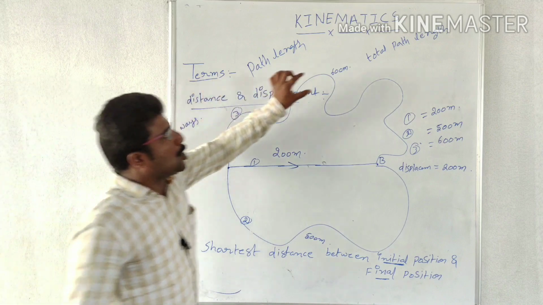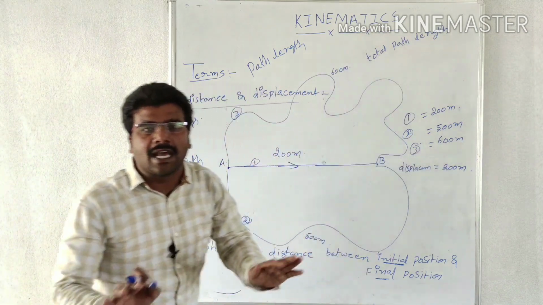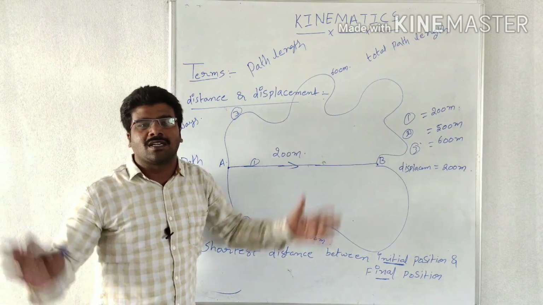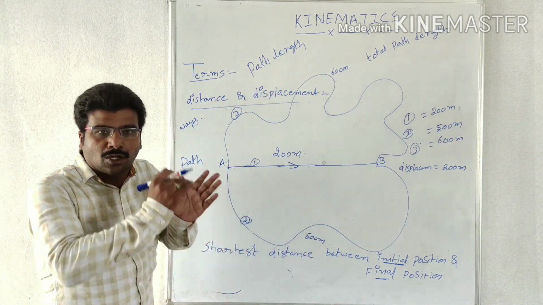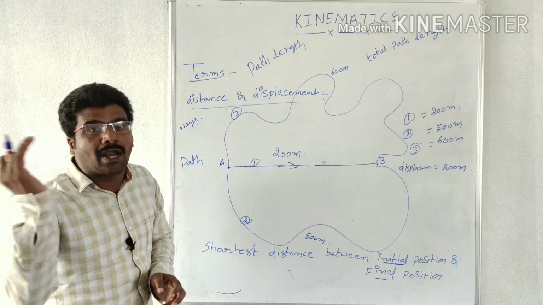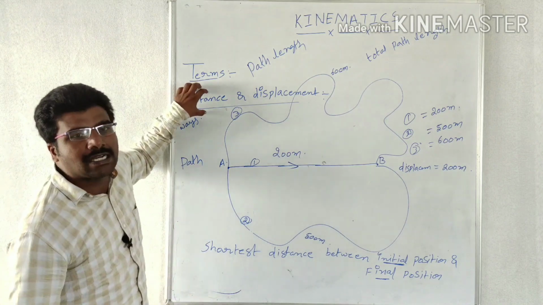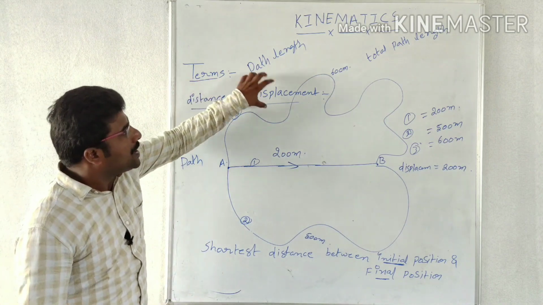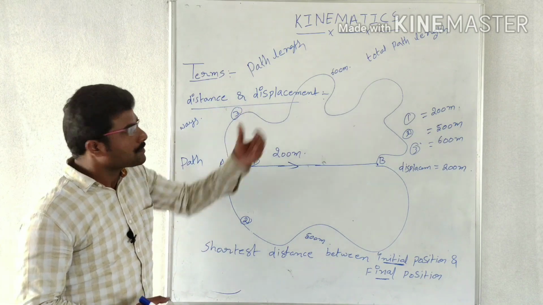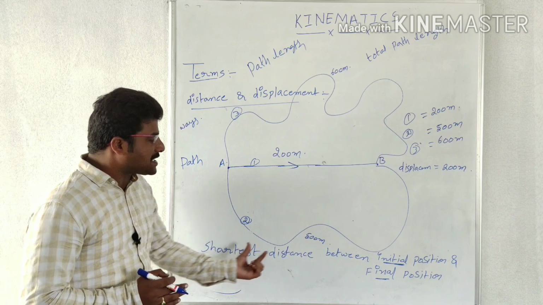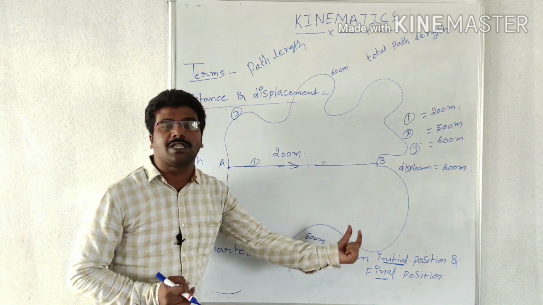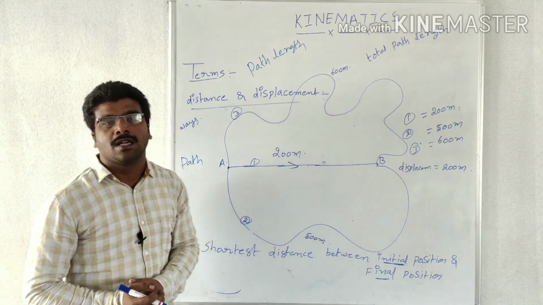Distance means the total path length. Here the direction is not important. Whatever the direction may be, if the body moves, the total path traveled by the body gives the distance. When you come to displacement, it gives the shortest distance between initial position and final position.